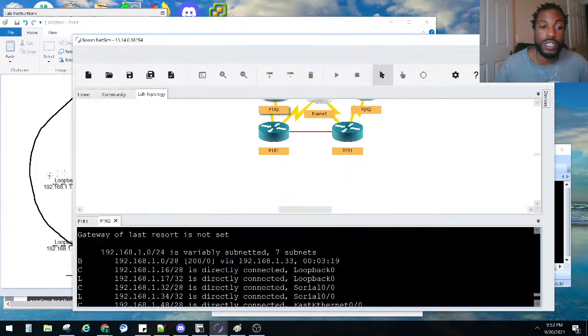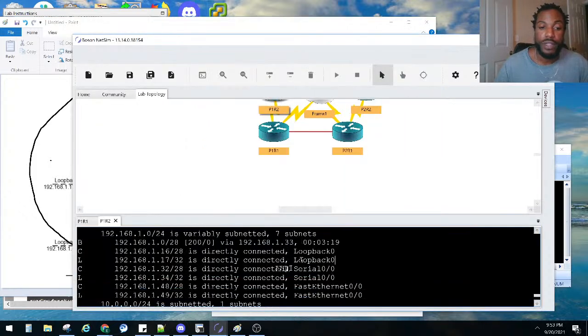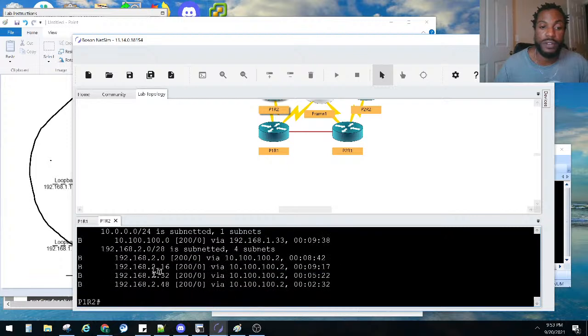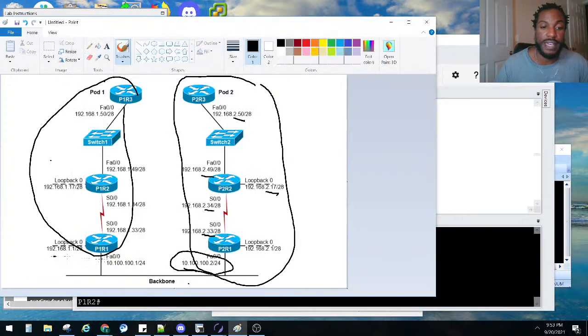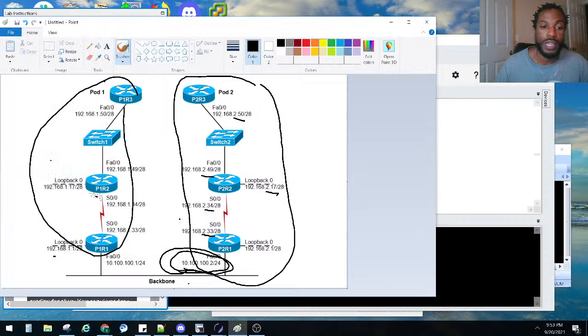Usually pod 2 is indicated by these networks, the 2.50 network, 2.49, 2.17, 2.34, the 2 dot network, right? We notice these are the 1 networks. Scroll down some. Here's the 2 networks. What is the next hop? 100.2, 100.2, 100.2. What is that? That is this guy right here. So that is the next hop on P1R2, which is this guy right over here.